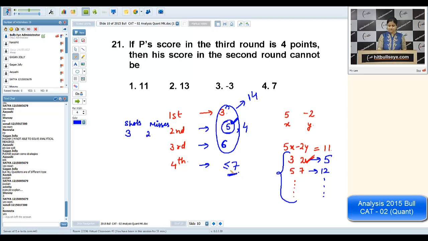So what was the question? In the second round his score cannot be... That is the question. Now you can manipulate the answers. Actually we are getting 2 answers in this case. In the previous explanation of the paper, the first option was given, but now the answers are the first and fourth options. 11 he cannot make, 7 he cannot make. Is it okay, guys? Yes or no?